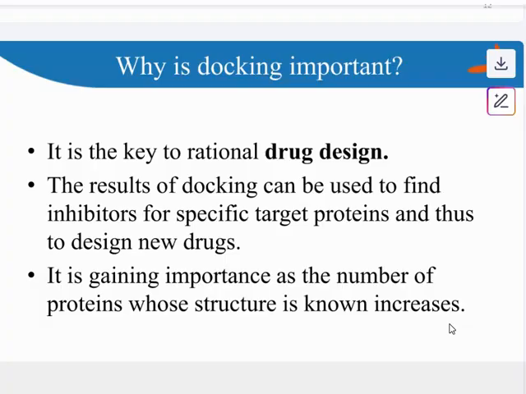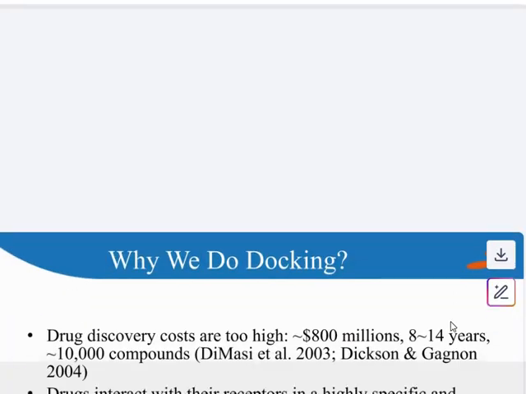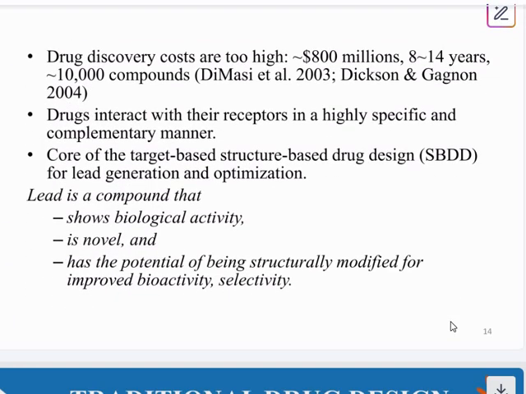So why is docking important? It is the key to rational drug design. The result of docking can be used to find inhibitors for specific target proteins and thus to design new drugs. It is gaining importance as the number of proteins whose structure is known increases. So why do we do docking? Drug discovery costs are high. Drugs interact with their receptor in a highly specific and complementary manner, and docking is the core of target based, structure based drug design for lead generation and optimization.